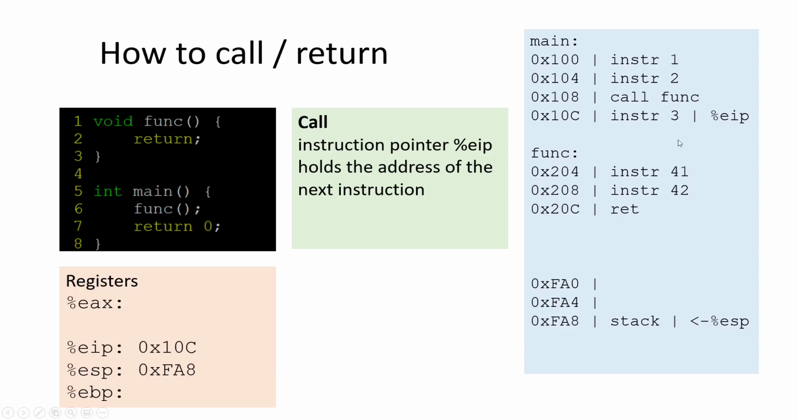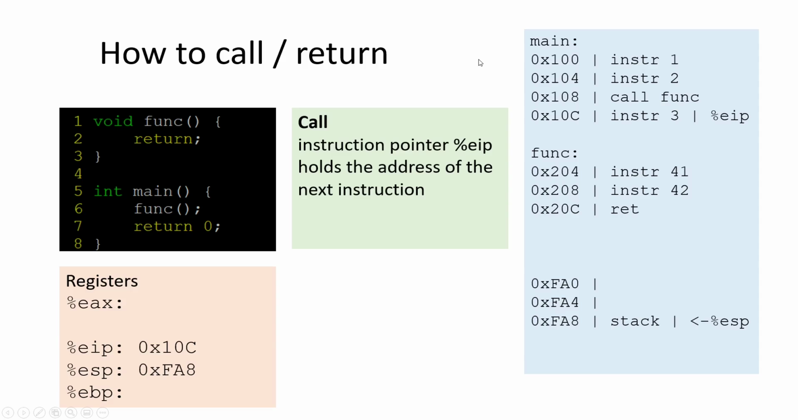Then I execute this. So the instruction pointer points at the next one. So I've got this updated here. I'm now at 10C. Got the instruction pointer pointed at instruction 3. This is what I'm going to call. This is where I want to come back to after I call the function. So I need to take note of that. And I didn't do anything to the stack. That's still the same right there.